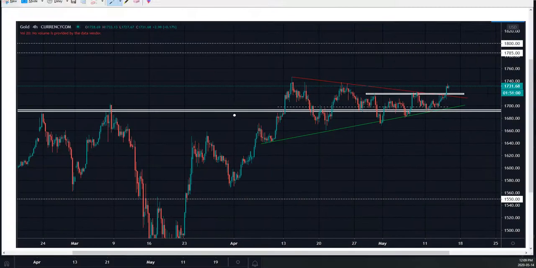All right, so this line is the previous resistance that is now going to be acting as a nice level of support. And this is that triangle. It's called a symmetrical triangle. You have the anchor point. We have first touch, second touch, third touch, fourth touch. And then from the anchor point for the support, 1, 2, 3, 4. So it's a very well-respected symmetrical triangle.